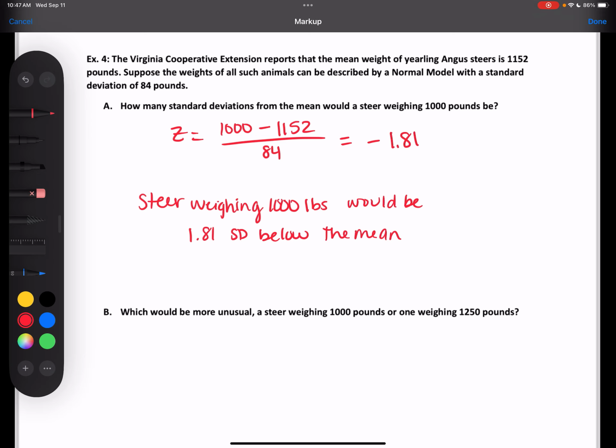So then the follow-up question is, which would be more unusual, a steer weighing 1,000 pounds or one weighing 1,250 pounds? So we've already found for 1,000, so I need to now do a z-score for 1,250. So how would I set that one up? z equals 1,250 minus 1,152 divided by 84. Yep. And this comes out to be 1.17.